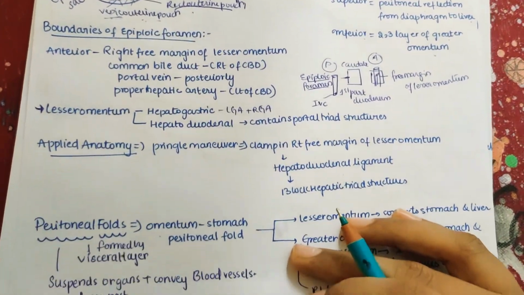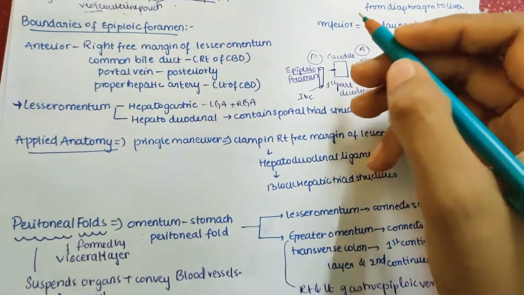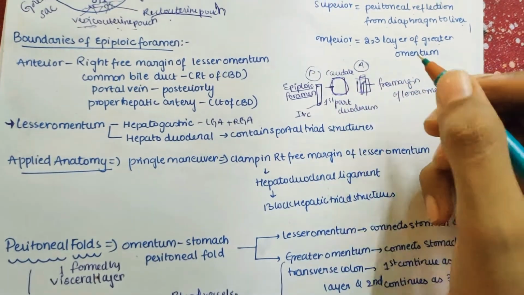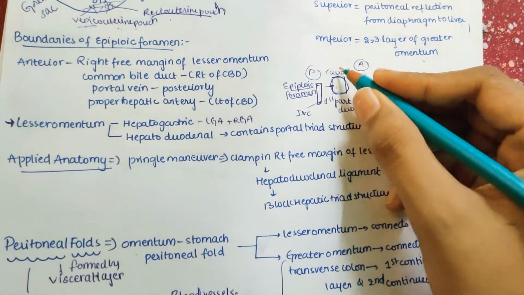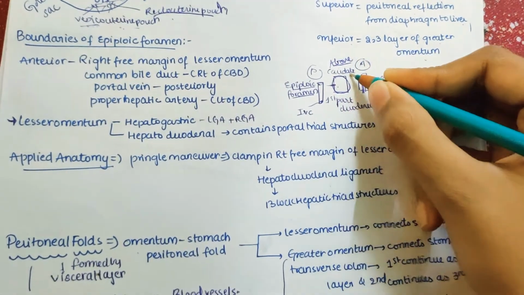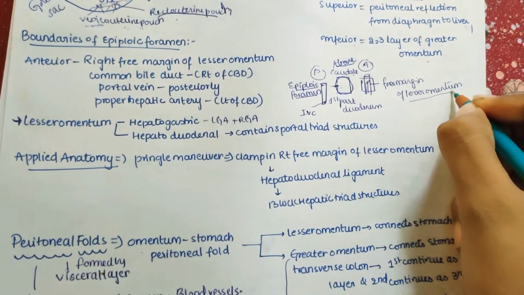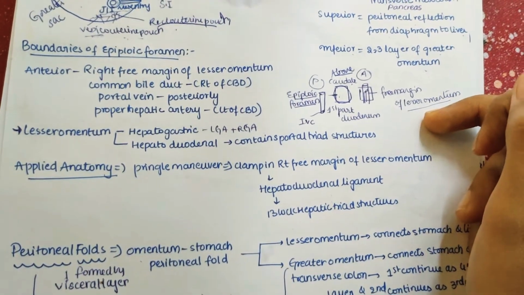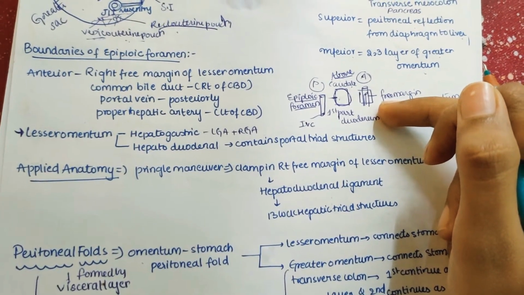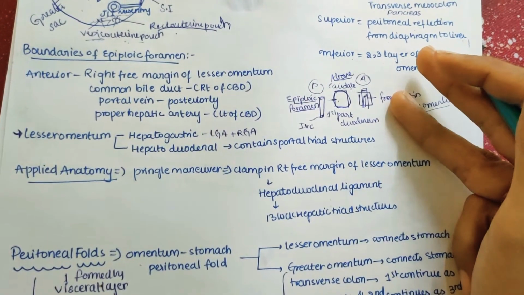Now coming to boundaries of epiploic foramen. For this, let us understand this diagram. For example, this is the epiploic foramen. If you see above the epiploic foramen, you have the caudate lobe of liver, and anteriorly there is the free margin of lesser omentum. In the free margin of lesser omentum, there are triad structures. So what are those triad structures? One is the common bile duct, one is the portal vein, one is the proper hepatic artery.